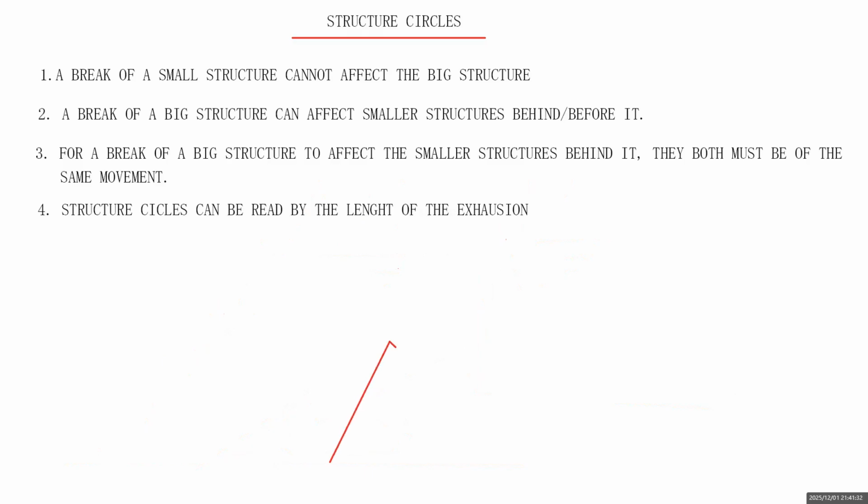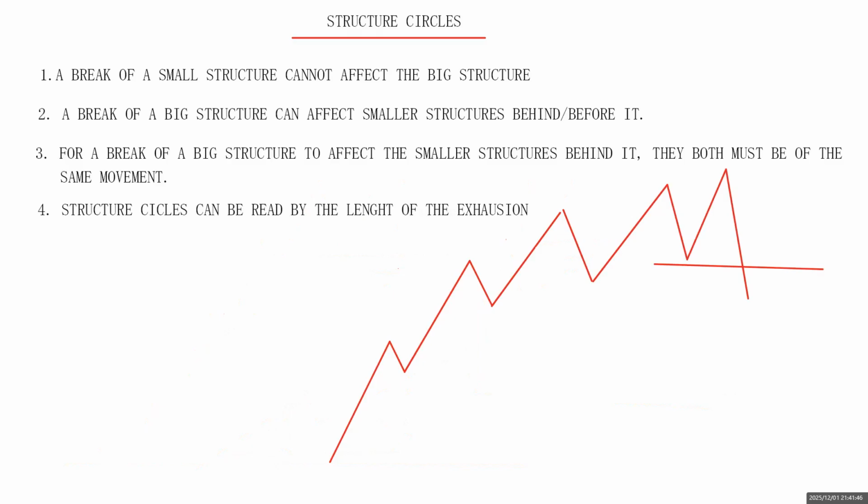For example, this is push, this is exhaustion, right? The smaller one, push, exhaustion, the smaller one, right? Then price starts making big structures, okay, big structures like this. If there's a break of structure right here, we know that structure cycles can be read by the length of the exhaustion. So it is not the push we are reading now, it is just the exhaustion. We are only reading the exhaustion when it comes to the measurements of structures. Very important. This is very, very important.